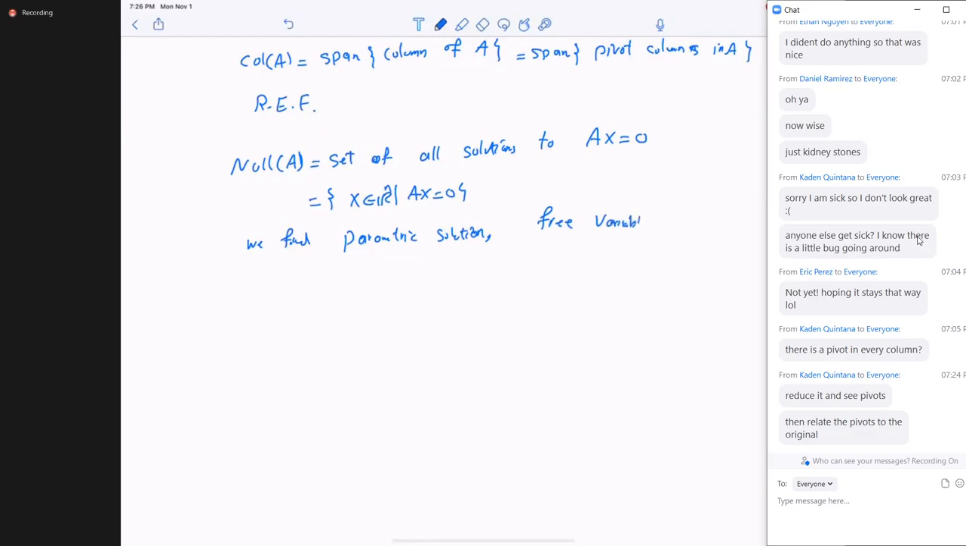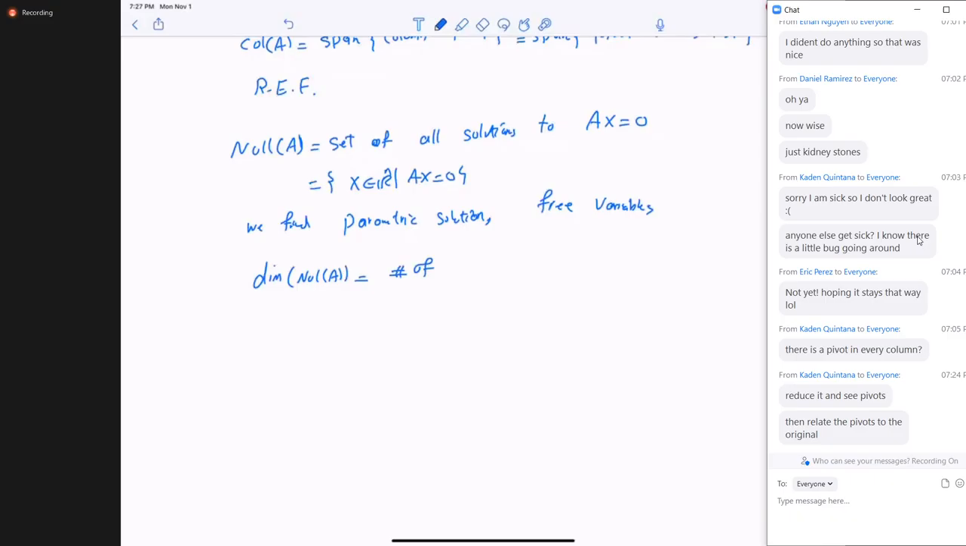Free variables. So it means that the dimension of the null space, in the parametric solution, we choose the vectors that are related to the free variables. For example, if you have r times a vector plus s times another vector, then we can write that the null space is spanned by those vectors. So this means that the dimension of the null space is the number of free variables. This is important.